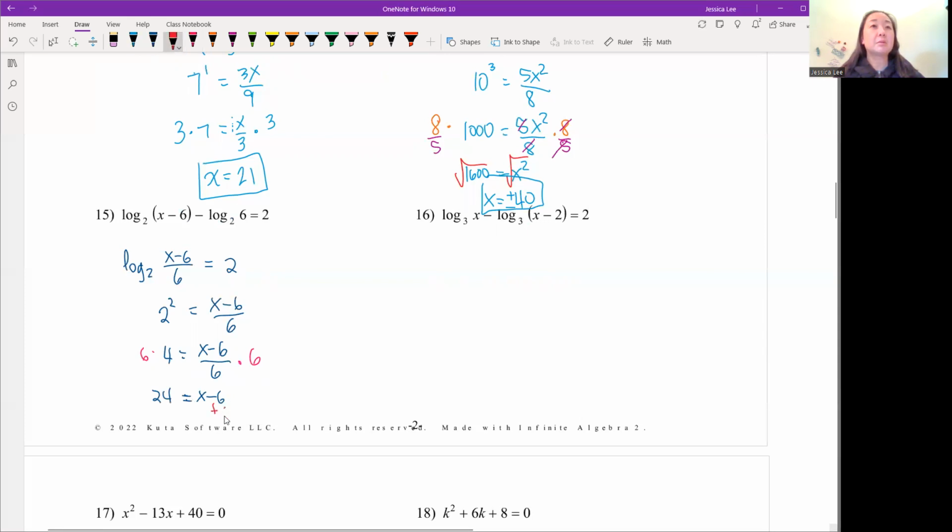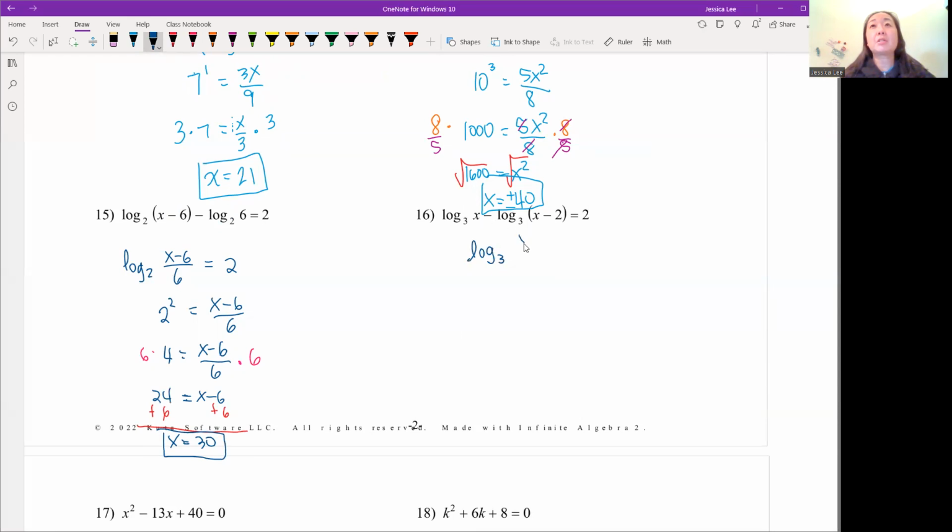Then we're going to add 6 to both sides. And we get x is equal to 30. And if we put 30 back in there, 30 minus 6 is 24. We're good. We're fine. That does not make it a negative number. All right. Again, I'm just going to combine these guys.